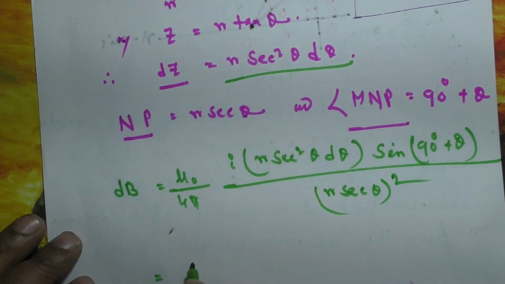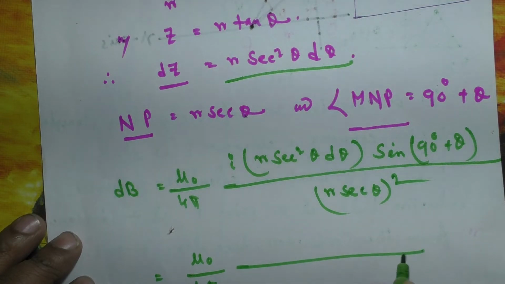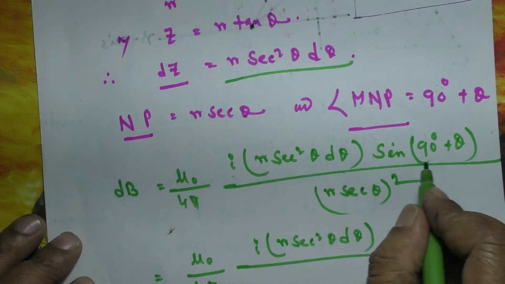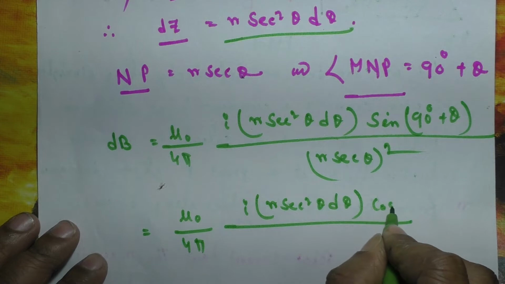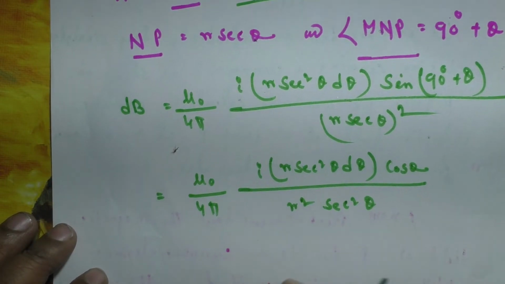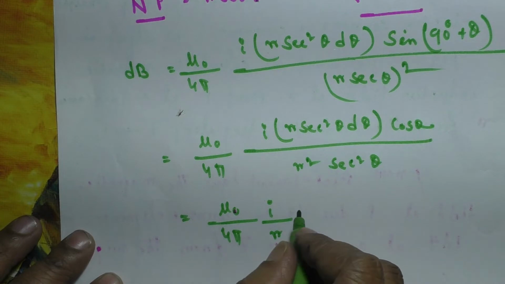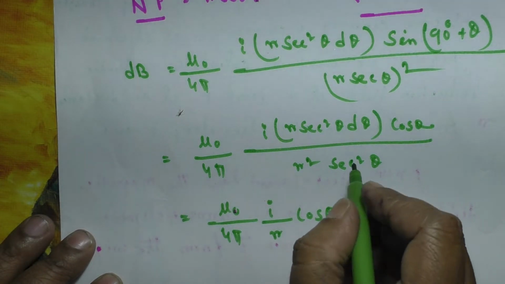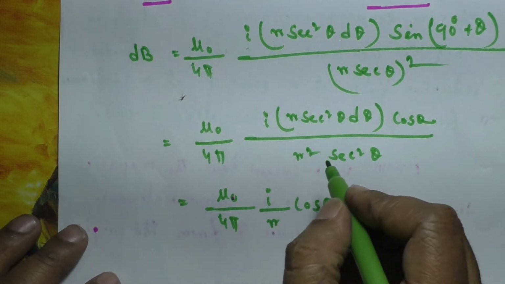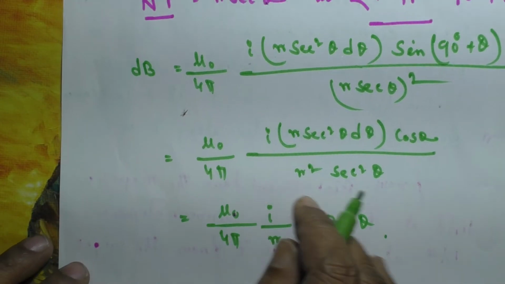In next step we simplify it, mu 0 by 4 pi I times r sec square theta d theta, and sine 90 degree plus theta equal to cos theta, and here r square sec square theta, and we get mu 0 by 4 pi I by r cos theta d theta, because sec square theta and sec square theta cancel out, r and r here cancel out, and I by r is remaining part, and so dB equal to this.